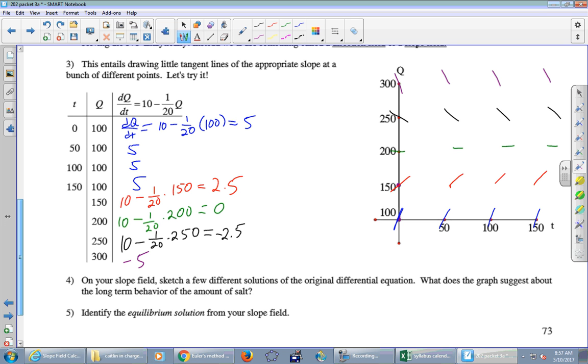Okay. And so the idea here is that we can draw approximate curves for the value of salt, for the Q function. Let's go ahead and start, for example, at 0, 100, which looks like the origin here. At that spot right there, am I increasing or decreasing? Increasing. In fact, you're increasing by 5. Every minute gets 5 more pounds of salt at that one moment in time.